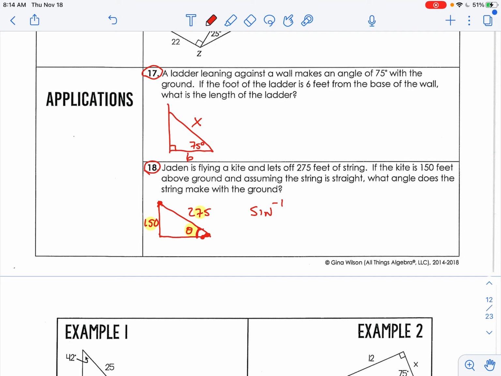Okay, so for the sine inverse of that, what's it going to be here? It's going to be 150, because the order matters, over the hypotenuse, 275. If you put that in your calculator, pretty cool if you wanted to know it. Okay, theta is going to equal 33.1 degrees. Okay, as far as that goes.